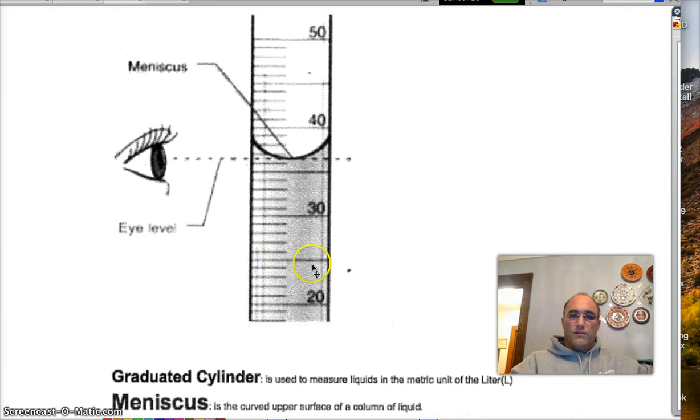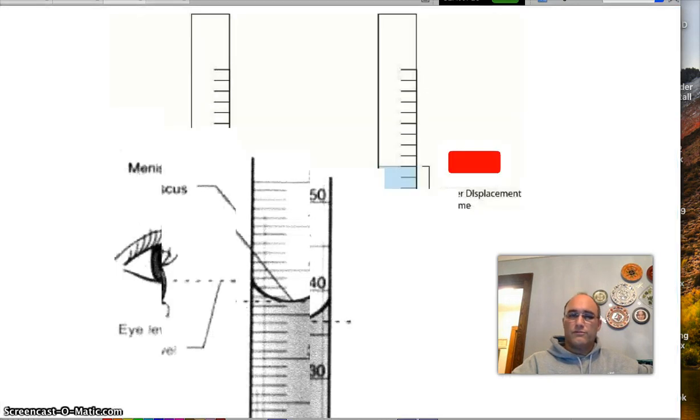Here we have a graduated cylinder. Now, water is sticky, and because it's sticky, it's going to want to climb the sides of this graduated cylinder. It's going to want to climb the sides of anything, but it's easier to see in a graduated cylinder than a swimming pool. So when you read a graduated cylinder, we're going to read the bottom of this curve. The curve is called the meniscus. And when you read the bottom, that's the most accurate way to measure a graduated cylinder. You're going to see a couple of those in pictures.